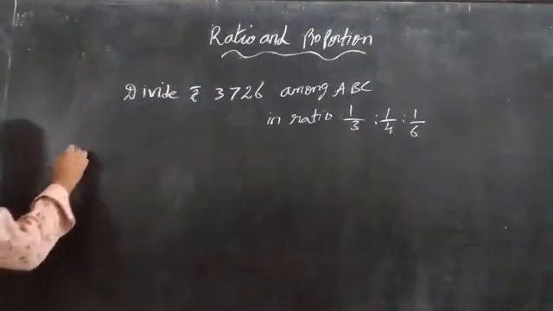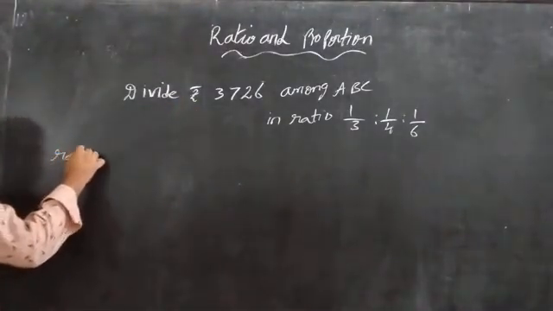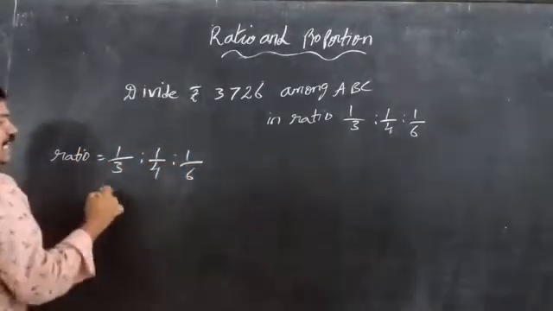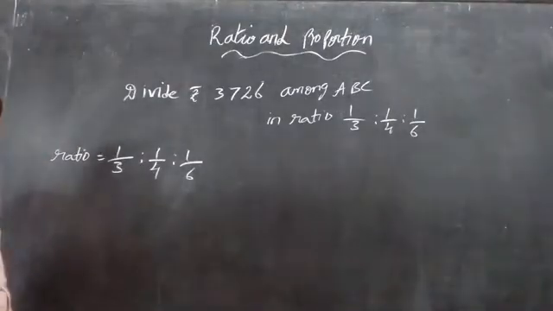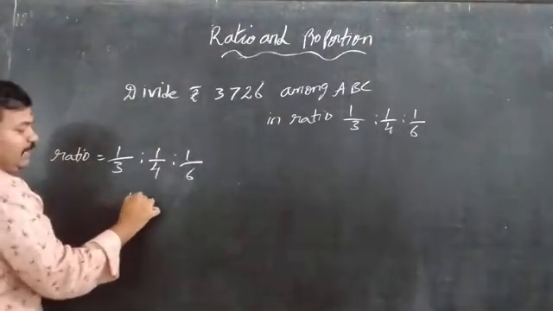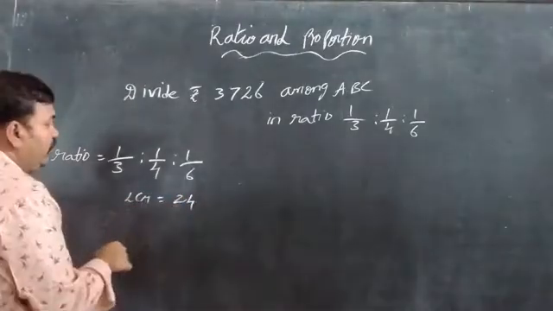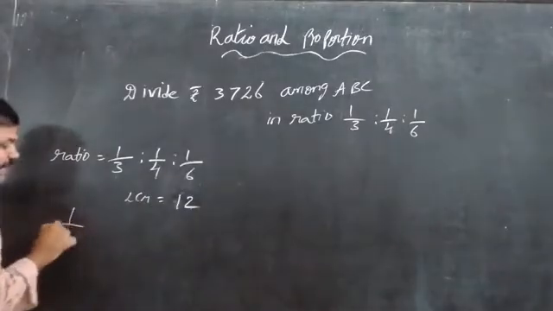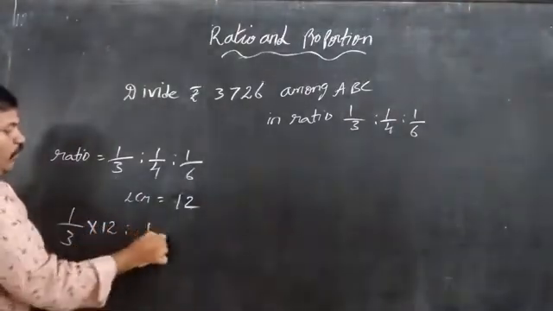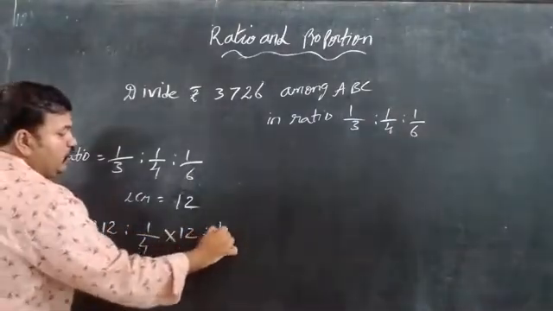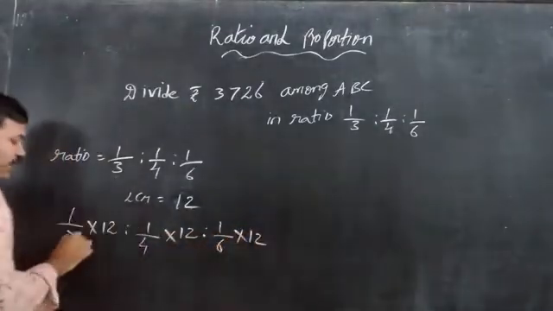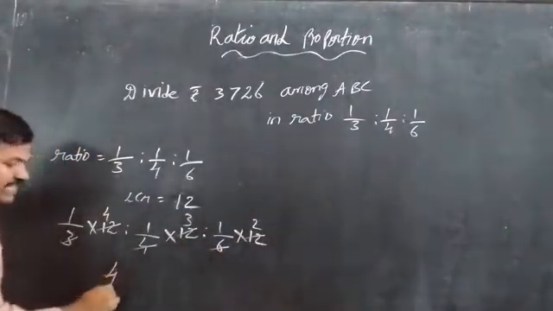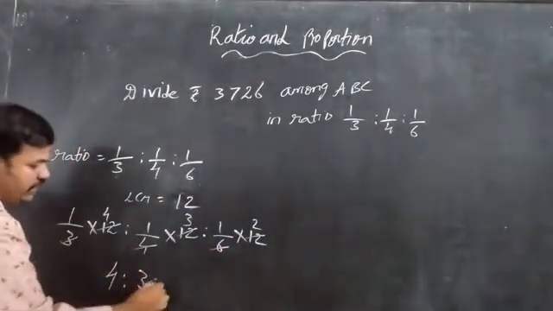First of all, we write the given ratio: 1 by 3 is to 1 by 4 is to 1 by 6. To make it number form, take the LCM. Sorry, here the LCM is 12, since the LCM of 3, 4, 6 is 12. 1 by 3 into 12 is to 1 by 4 into 12 is to 1 by 6 into 12. 3 fours are 12, 4 threes are 12, 6 twos are 12. The ratio changes to 4 is to 3 is to 2.